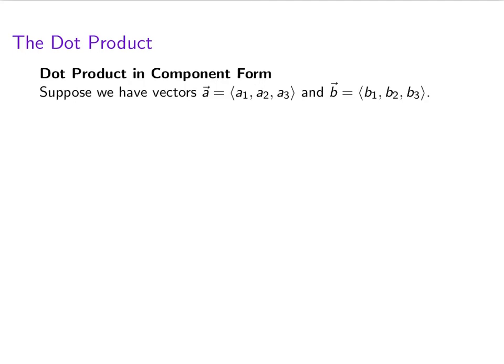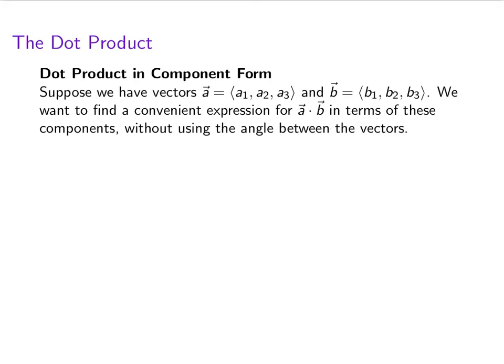Hello, calculus fans. What we want to do now is come up with a formula for the dot product when we have the vectors in component form. That is, suppose we have vectors A and B, and we know the components of these vectors. We want to find a nice expression for A dot B just in terms of those components. And here's the key, we want to be able to do this without using the angle between the vectors. We already have a formula that tells us the dot product in the event that we know the angle. Let's do it without the angle.